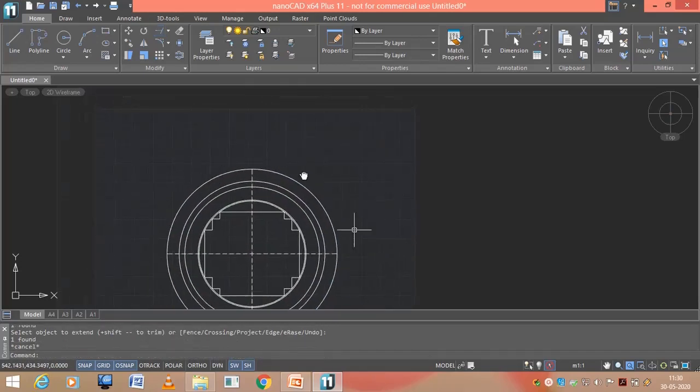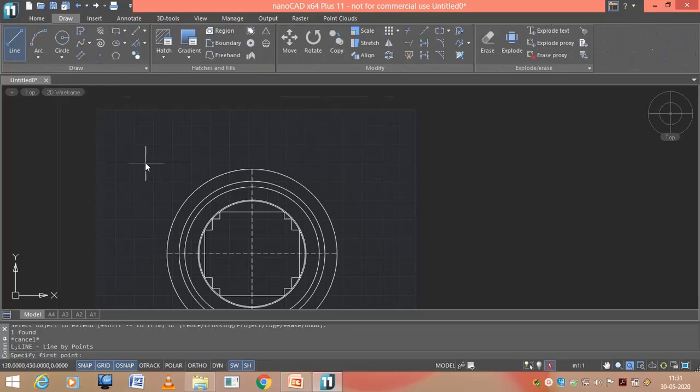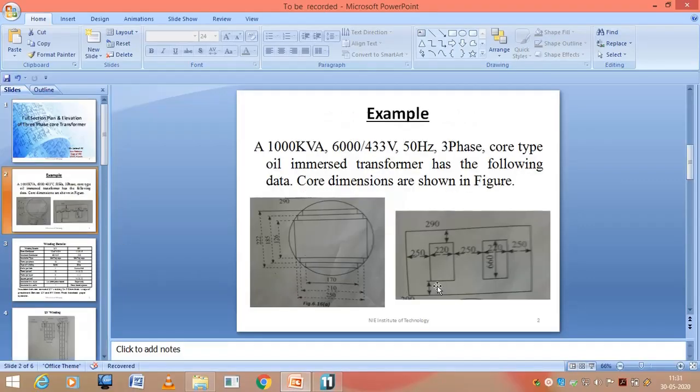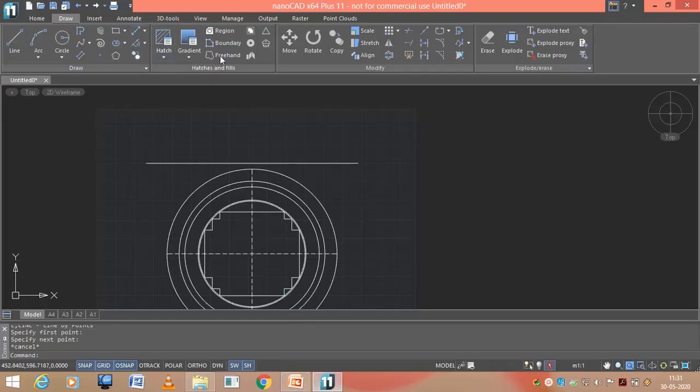Now let me draw a reference axis. This is your reference axis, and what is the height of the yoke? It is given here. The height of the yoke is 290, the height of the window is 660, and then 290. That is what we should go for in offset: 290, 660 and then 290. So let us go for offset.